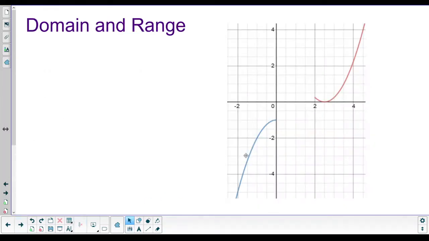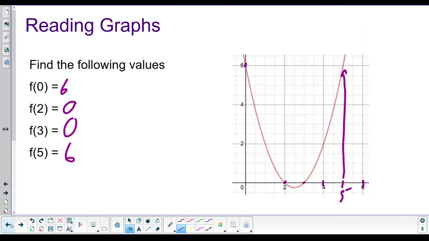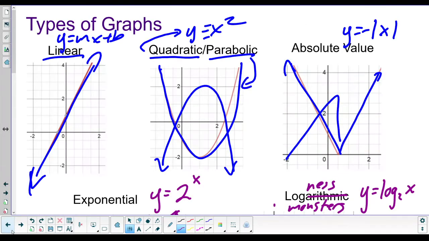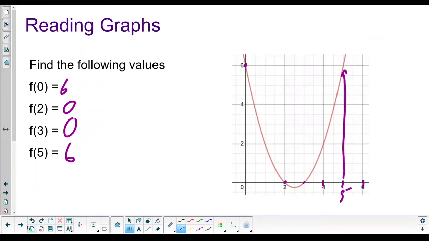All right, domain and range. This is where things get a little sideways on us. This is you guys learning to drive. This is you guys learning how to drive stick, right?